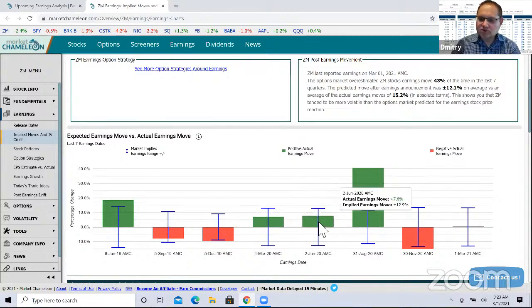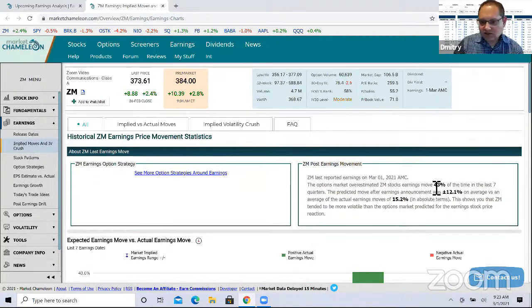Here, when the bars are below the bracket, that means the move was more muted than the expected move. So let's take a look at the summary statistics. We've got 7 quarters here. The options overestimated the move 43% of the time. So the rest of the time, 57% of the time, the options underestimated the move. In other words, they're priced lower than what the actual move was.